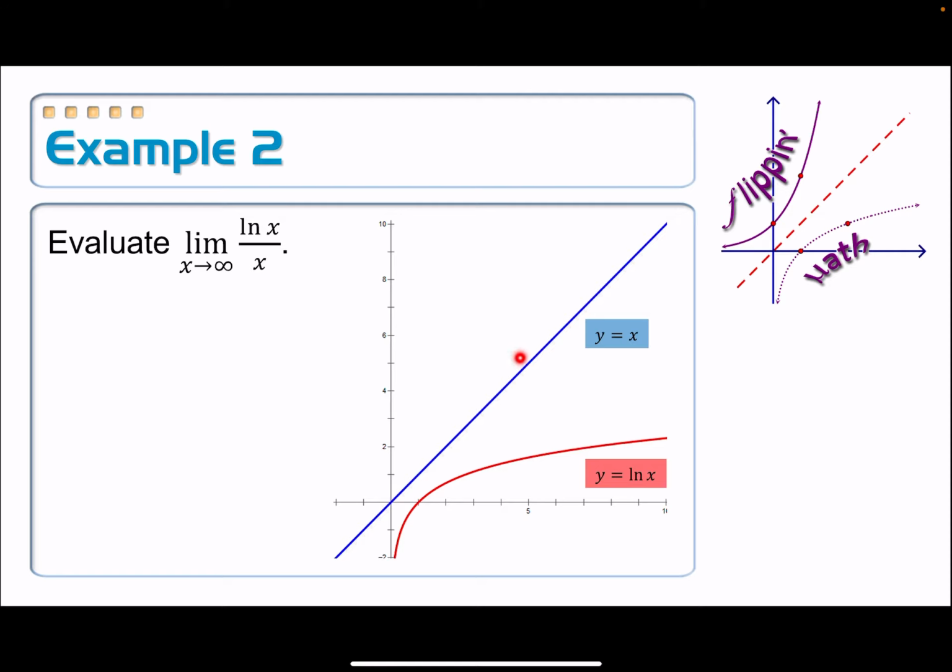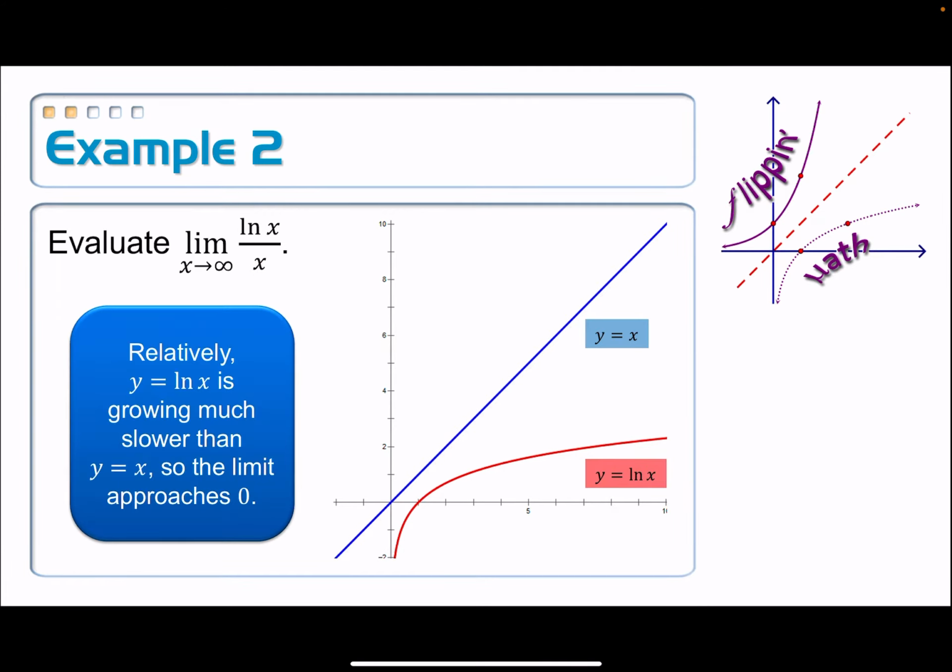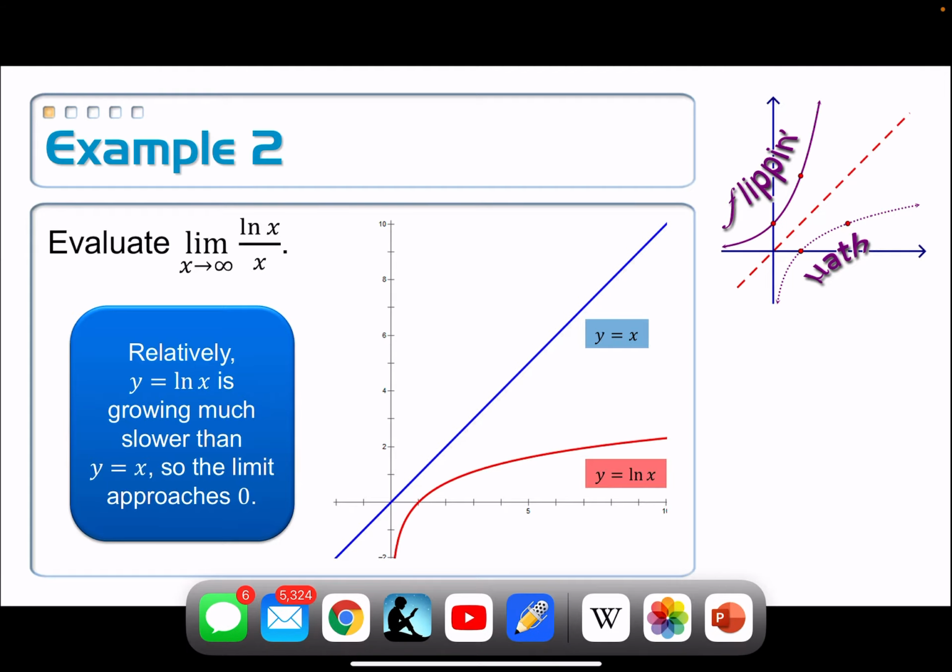The top, the natural log, is growing way slower than the bottom is. So we have a really small number divided by a really big number. This should be approaching 0. And that kind of explanation or justification is perfectly acceptable on the AP exam. It's about relative growth rates. Relatively, y equals the natural log of x is growing much slower than y equals x, so the limit is approaching 0.